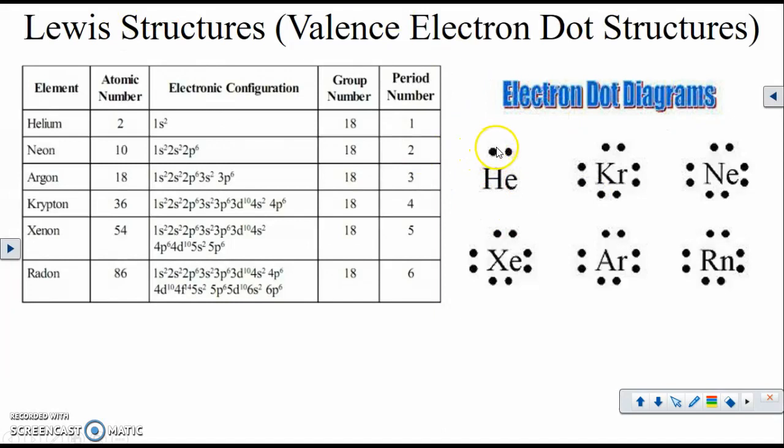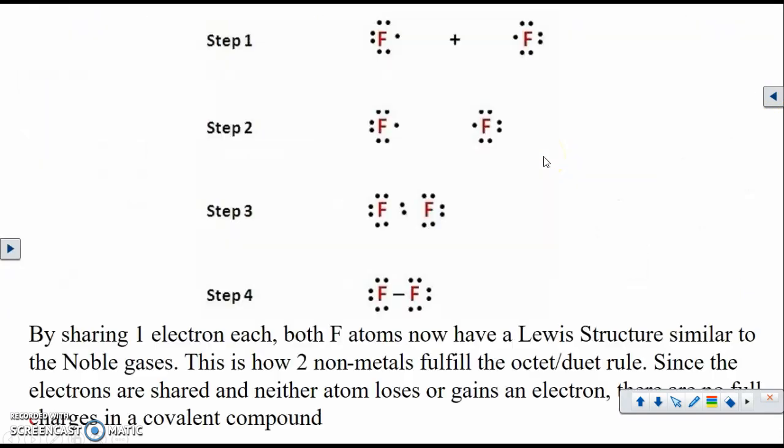In the Lewis structure, we indicate the number of valence electrons by dots. So helium has 2 valence electrons, 2 dots. Krypton all the way to radon has 8 valence electrons, again 3s2, 3p6, 4s2, 4p6, so on and so forth. 8 dots around it. This again is the preferred electron configuration for all elements, because that indicates that they're highly stable. So how do nonmetals do this? Obviously both of them wish to gain electrons. No nonmetal wishes to lose electrons in this case.